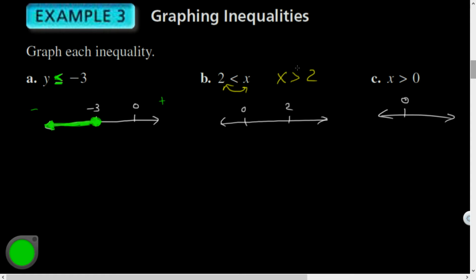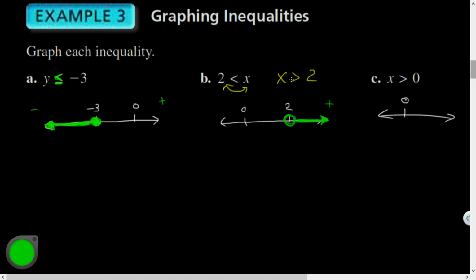Open circle or closed circle? What are your thoughts? Does it include 2 or does it not include 2? Open circle at 2, because it does not include 2. And now that I've got it written this way, x is greater than 2. The values that are bigger than 2 are to the right here.